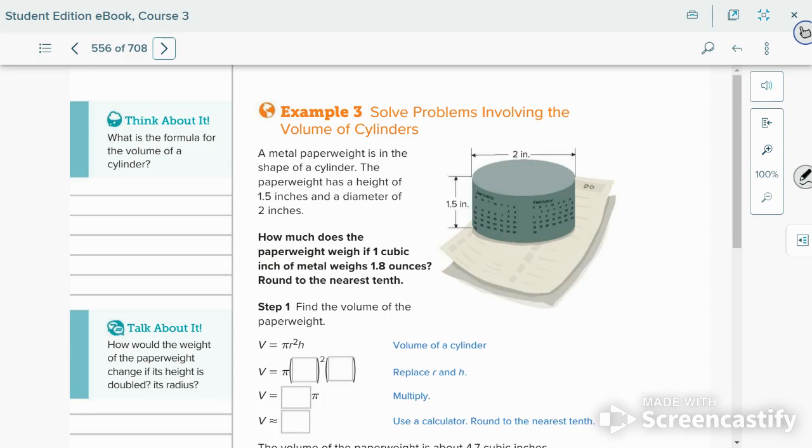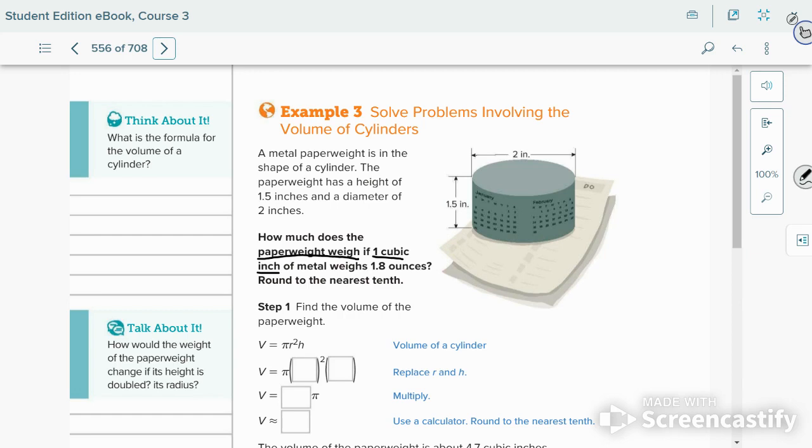Now we're going to apply what we know about volume of cylinders to a little bit more involved problem. All right, we're going to solve problems involving the volume of a cylinder. So it says a metal paperweight is in the shape of a cylinder. The paperweight has a height of 1.5 and a diameter of 2 inches. So it says, how much does the paperweight weigh if each cubic inch of metal weighs 1.8 ounces?